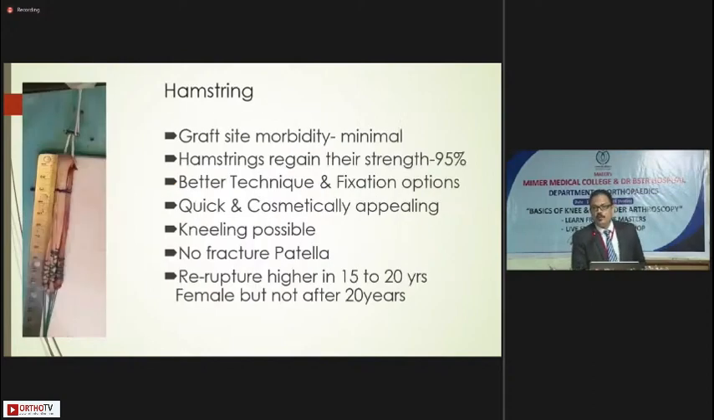Hamstring is very, very popular, and most of the surgeons today prefer it because there is very minimal graft site morbidity. The hamstring regains its strength by almost 95%. It's a better technique. Fixation options are multiple, quick and cosmetic. Kneeling is possible, there's no issue with that. There is no issue with fracture of the patella. However, there is a higher re-rupture rate in 15 to 20 year old females. But above 20 years, males or females, there is no high incidence of re-rupture with hamstring tendons.